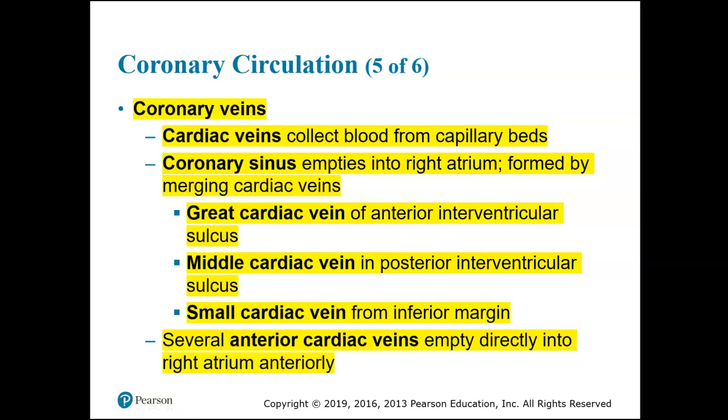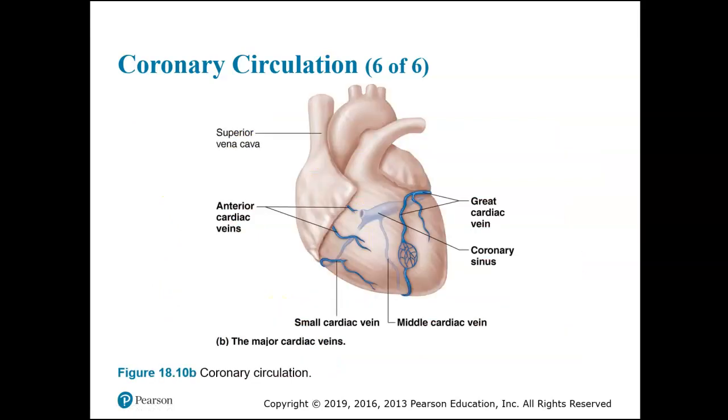Then we have the coronary veins, the cardiac veins, the coronary sinus. And then there's the great cardiac vein, the middle cardiac vein, the small cardiac vein, and then several other anterior cardiac veins. So we can see here the big bulge in the great cardiac vein called the coronary sinus. We can see the anterior cardiac veins, the small cardiac vein, and the middle cardiac vein.